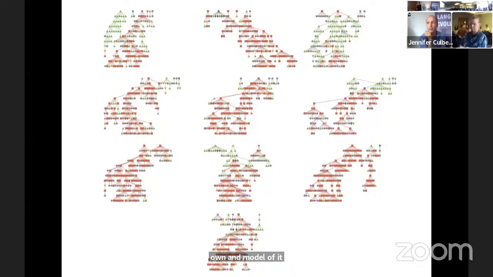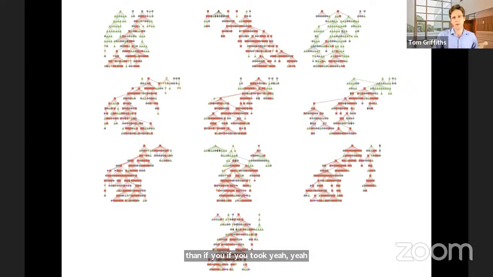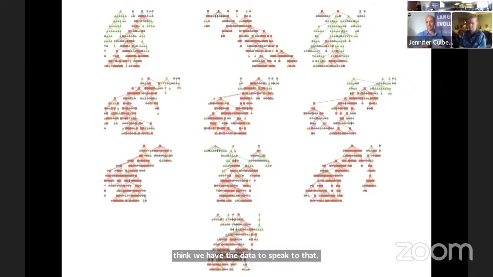And would you expect that if you took the end descriptions of gnome sort, they're more interpretable by naive participants than if you took the first descriptions? Yeah. So I don't think we have the data to speak to that, but I think that's what I'd expect. Yeah. Awesome. Thank you.